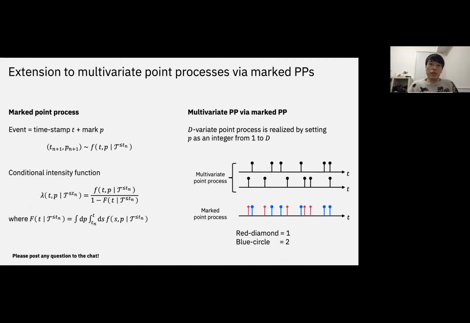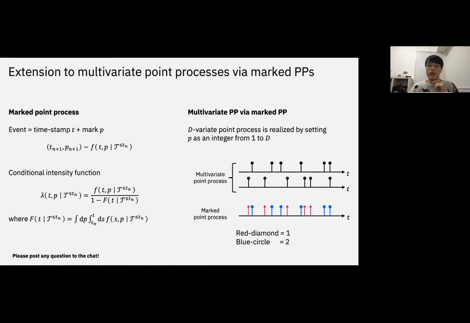And finally, I'm going to introduce some extension to multivariate point processes by using the formulation of marked point process. So what we want to build is a probabilistic model of multivariate point process like this. So far, we are only caring about one sequence of events, but by multivariate point process, we are caring about a set of event sequences like this.